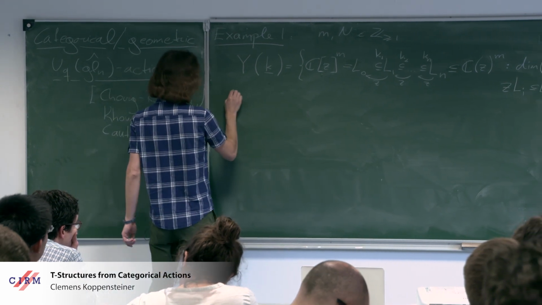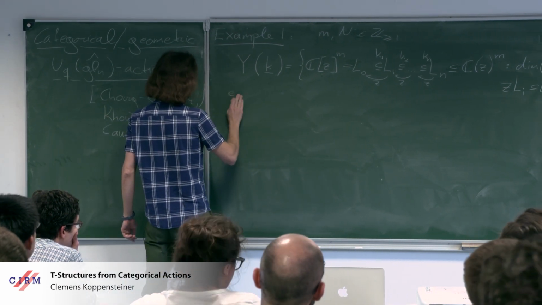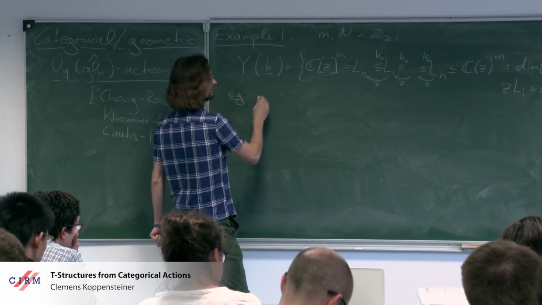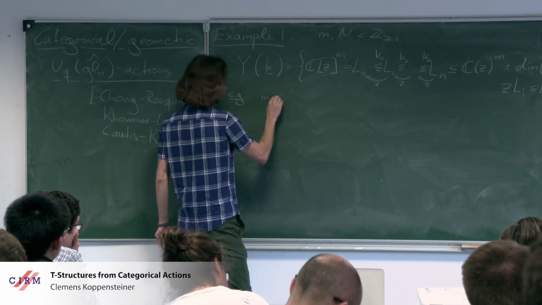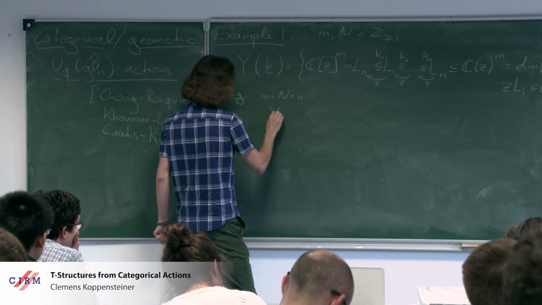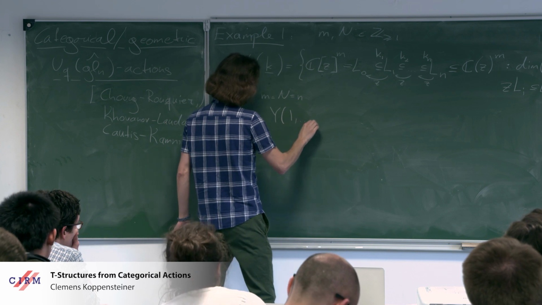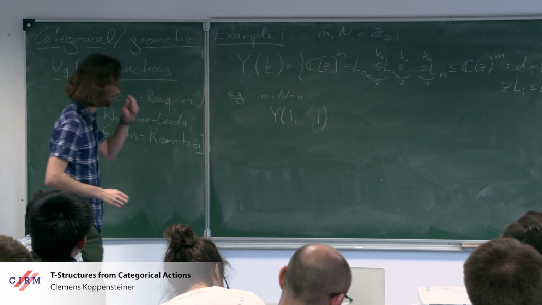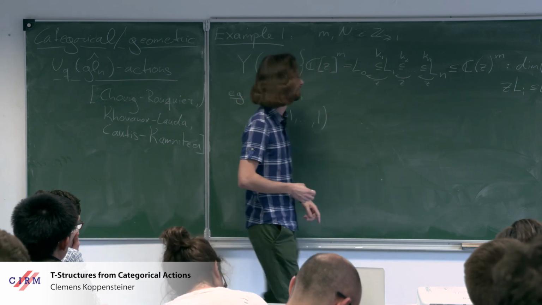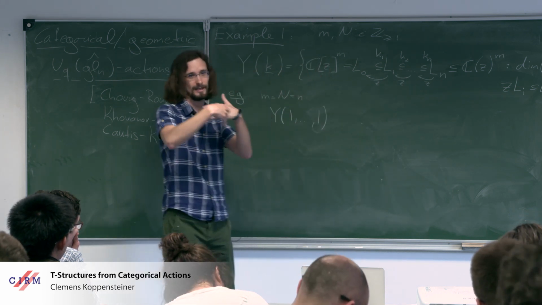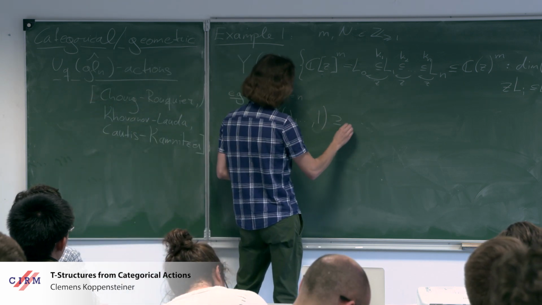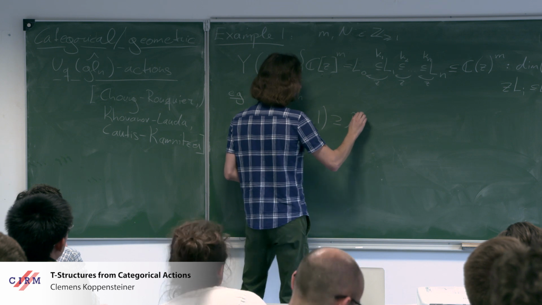So for example, the most familiar of these: if m is equal to n, and then I have y 1, 1, 1, so m times 1. So I have a full flag, a flag with jumps 1, and I have an operator that goes down, so it's a nilpotent operator. So this will be some kind of compactification of the Springer resolution.